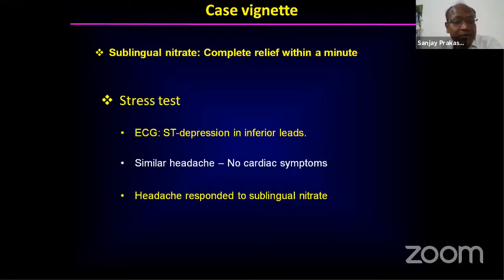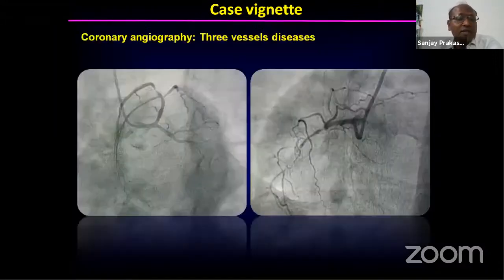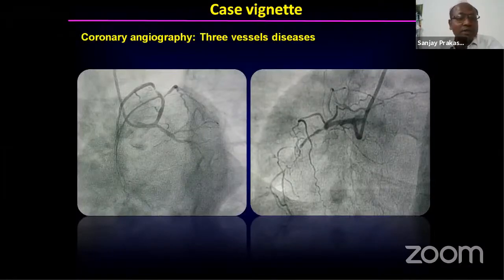ECG demonstrated ST depression in the inferior leads, and there was a similar headache during the stress test, but there was no cardiac symptom or any abdominal discomfort at that time. Again, during the stress test, the patient responded to sublingual nitrate. Coronary angiography was done, and it demonstrated three vessel disease. So there was three vessel disease.